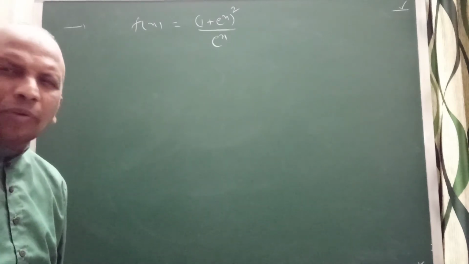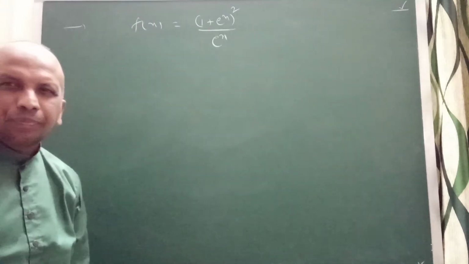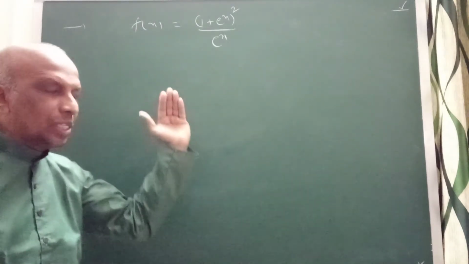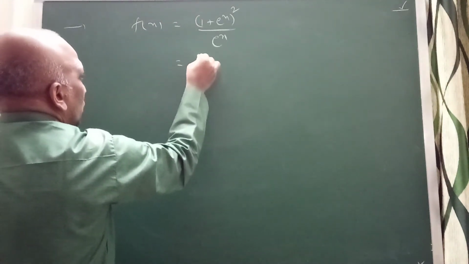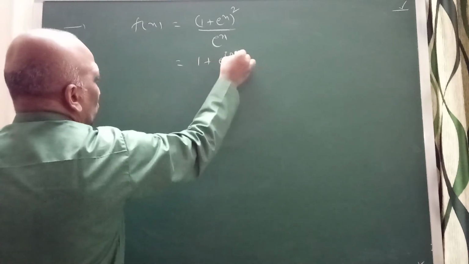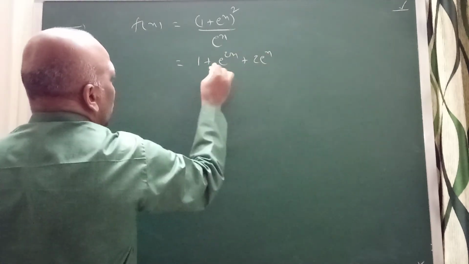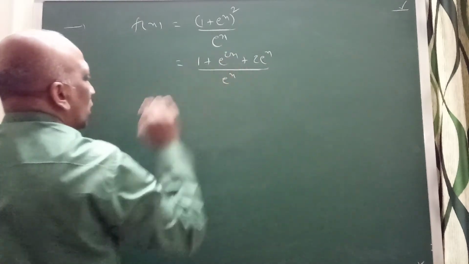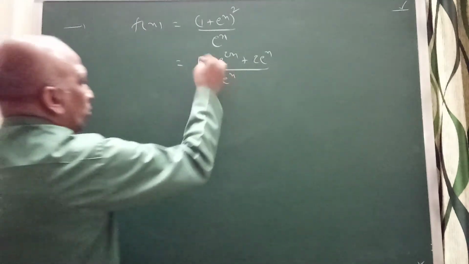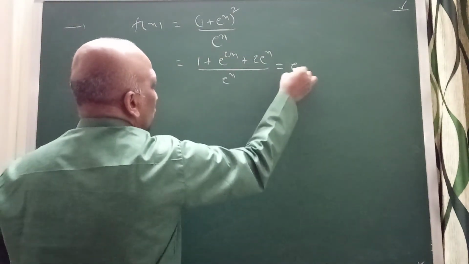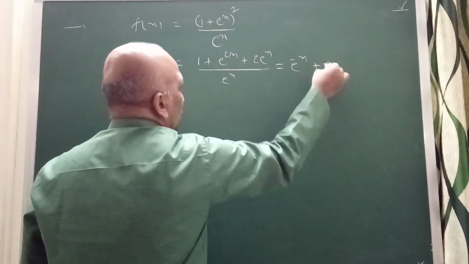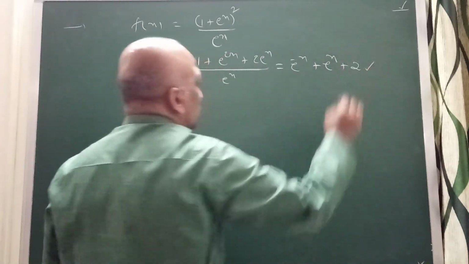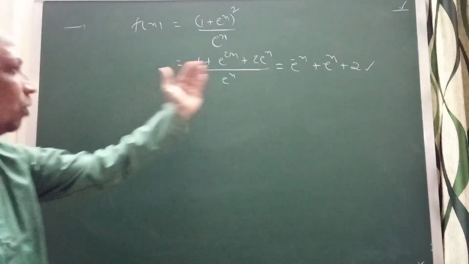Now I'm going to verify whether the given function is even or odd. You should remember to verify whether the given function is even or odd. First I will simplify this one. If I expand this one, 1 plus e power 2x, 2 e power x by e power x. It will come like this, right? If I simplify, it will come like this, right? This will be the function we got, f of x.